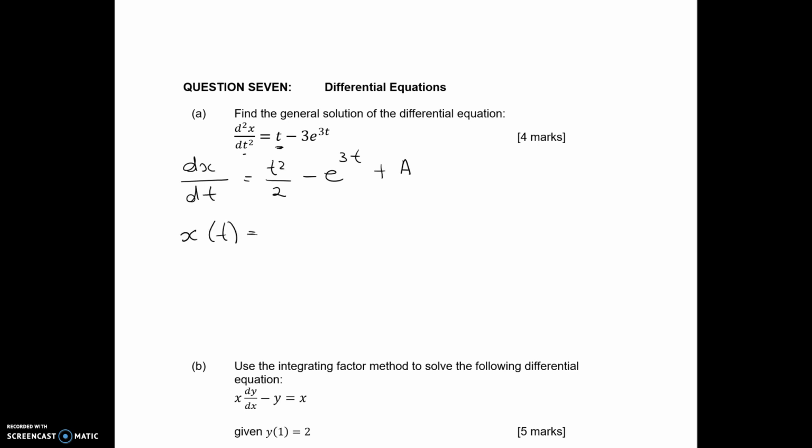t. So you integrate again, so that would be t cubed over 3, but it's already over 3, so that goes over 6, and then the integral of e to the 3t would be negative e to the 3t over 3 plus, now a itself has to be integrated, so that would be at, and then plus some other constant. Again, you can call it what you like.